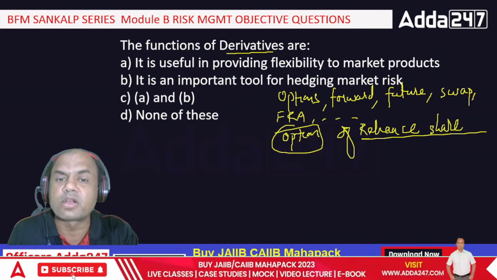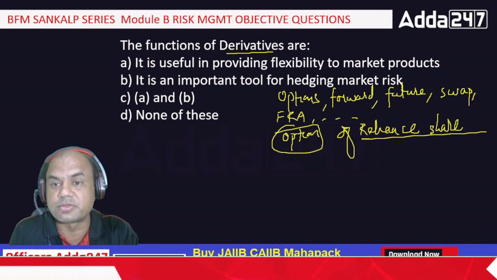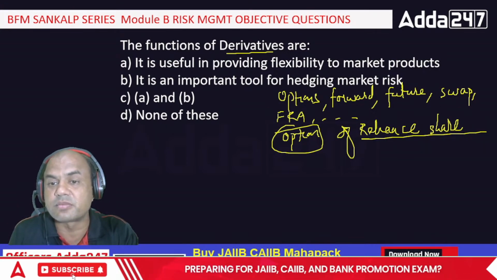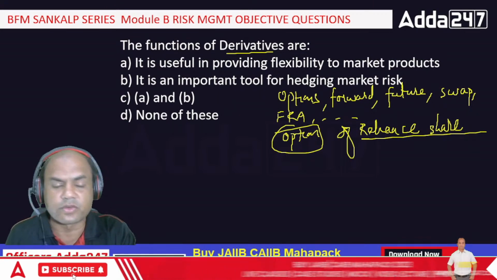So what is the function? Why are these derivatives used? A: It is useful in providing flexibility to the market products. B: It is an important tool for hedging market risk. C: Both A and B. D: None of these. So what is the answer?